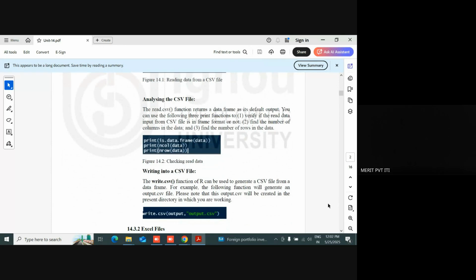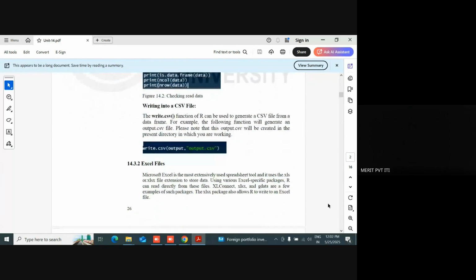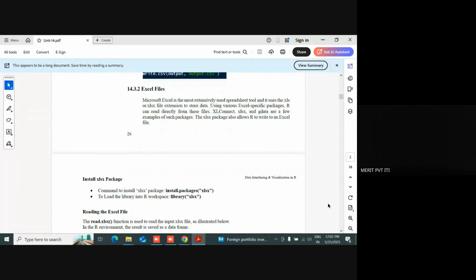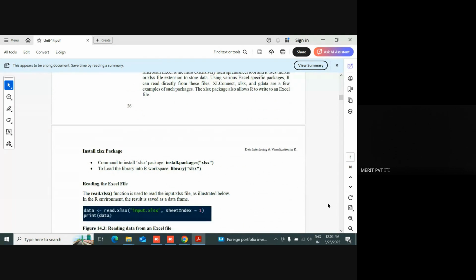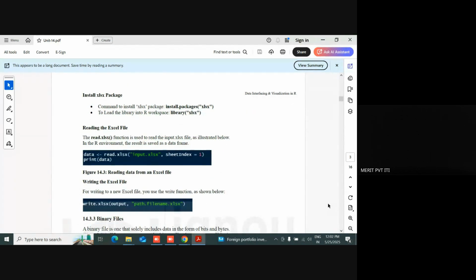CSV file, write CSV, output CSV. Then this is the write file. Excel files are explained in the same way. Look at this Excel file. Data, read, Excel, all these things you can just see. This is the Excel file.